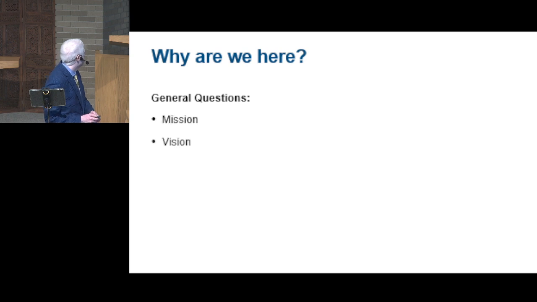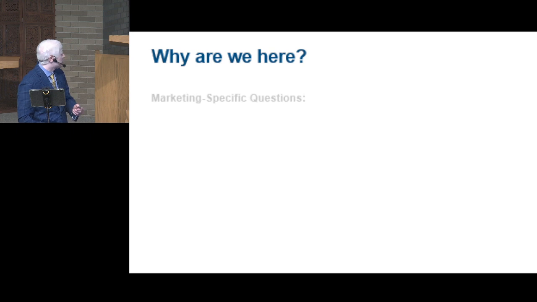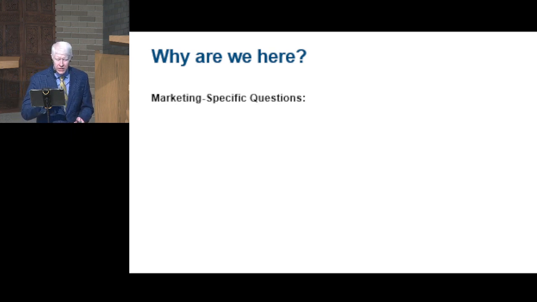So here we go. We'll ask, what is our mission? What is our vision? What are our values, our goals, and our key statistics? These are all critical components when you're building a strategic plan for your congregation. We're not going to be going into depth into these, but as you fill these out, again, it will help you as you communicate with others. I'm going to give you a great resource that will help you to do this if you haven't already done so as a church.